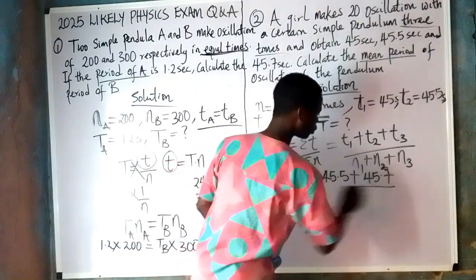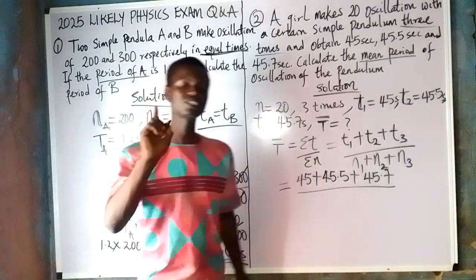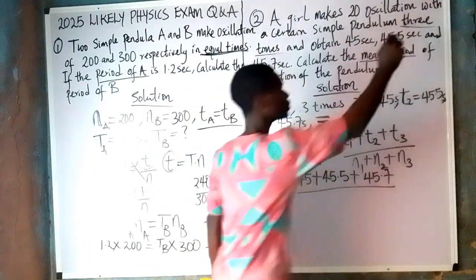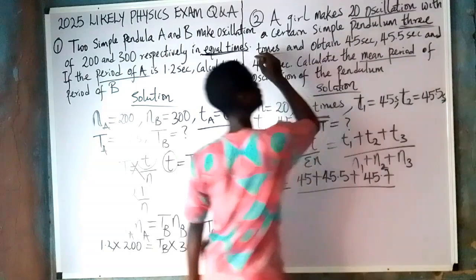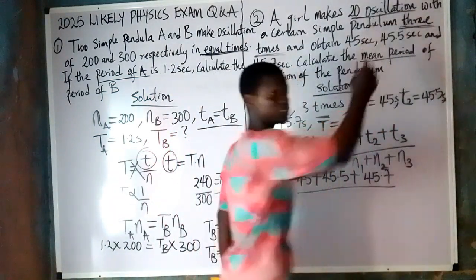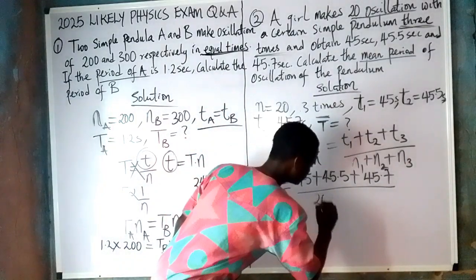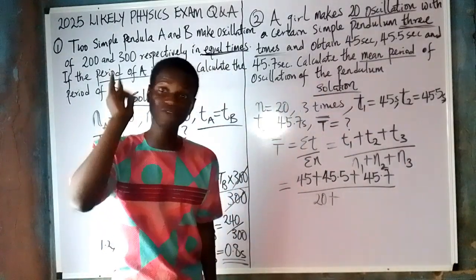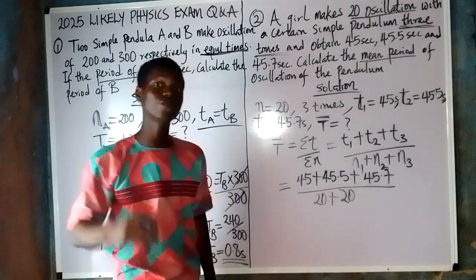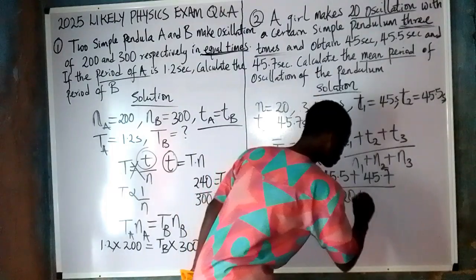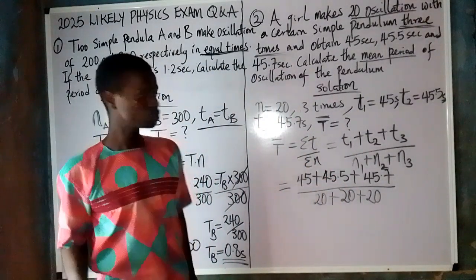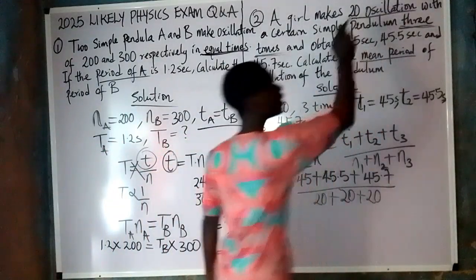Now, everything over, the first time she made the oscillation, how many oscillations did she make? She said she made 20 oscillations, 3 times. So in a nutshell, you can say 3 times 20. Or you say 20, the number of oscillations for experiment 1, plus 20 for the second experiment, plus 20 for the third experiment. So in total, it is 3 times 20.